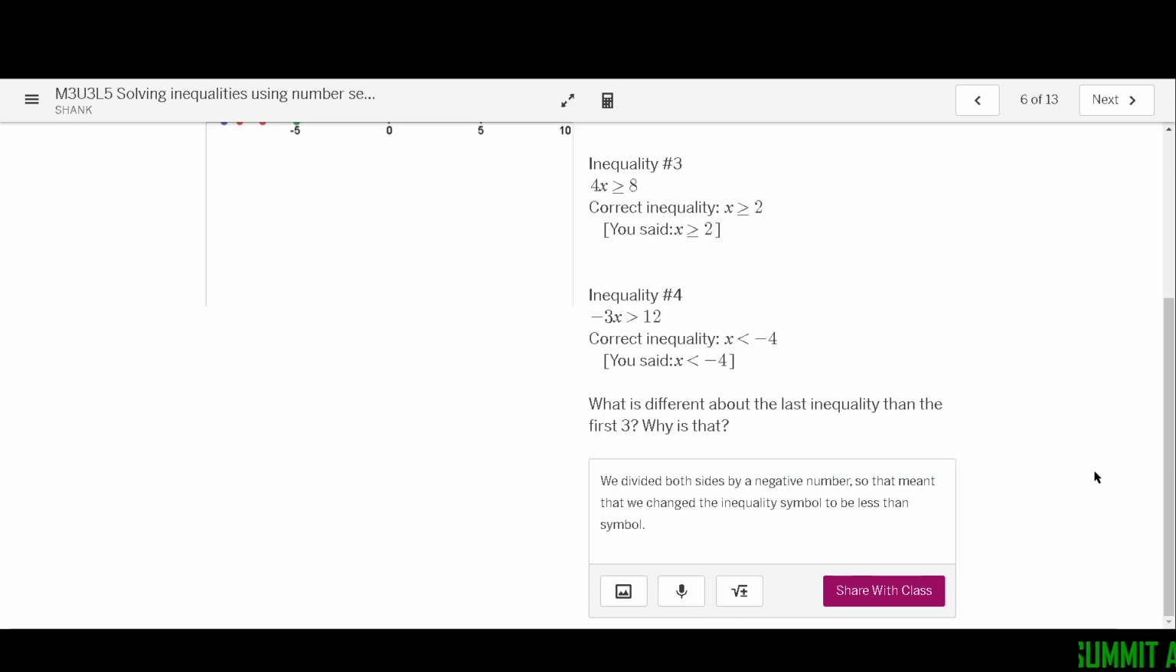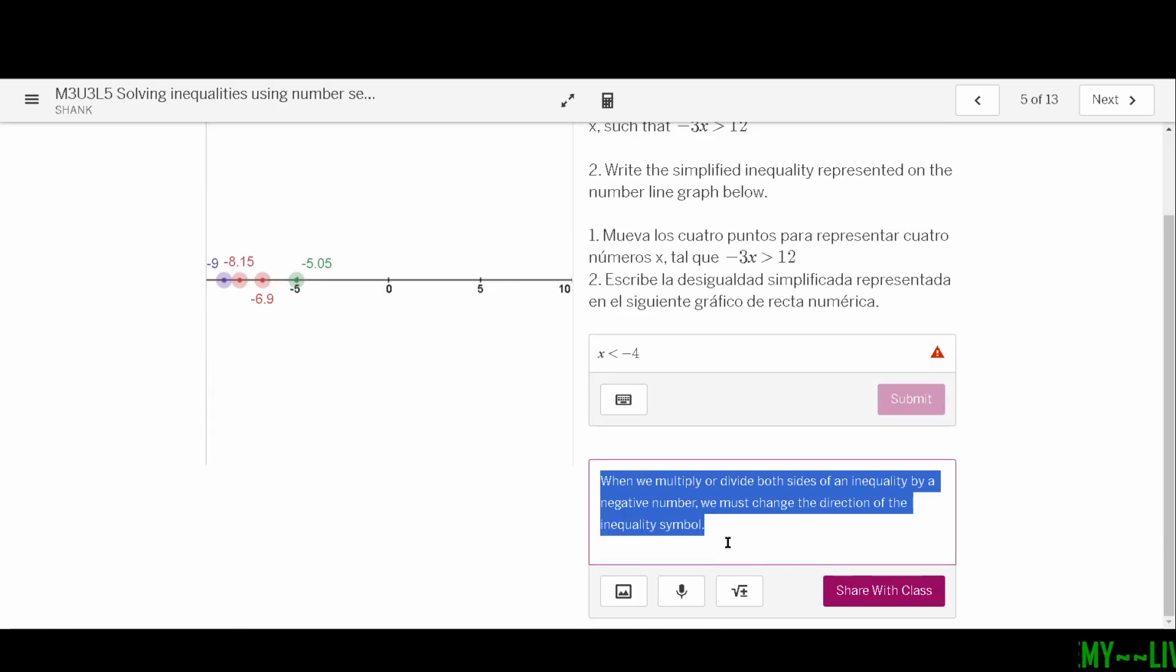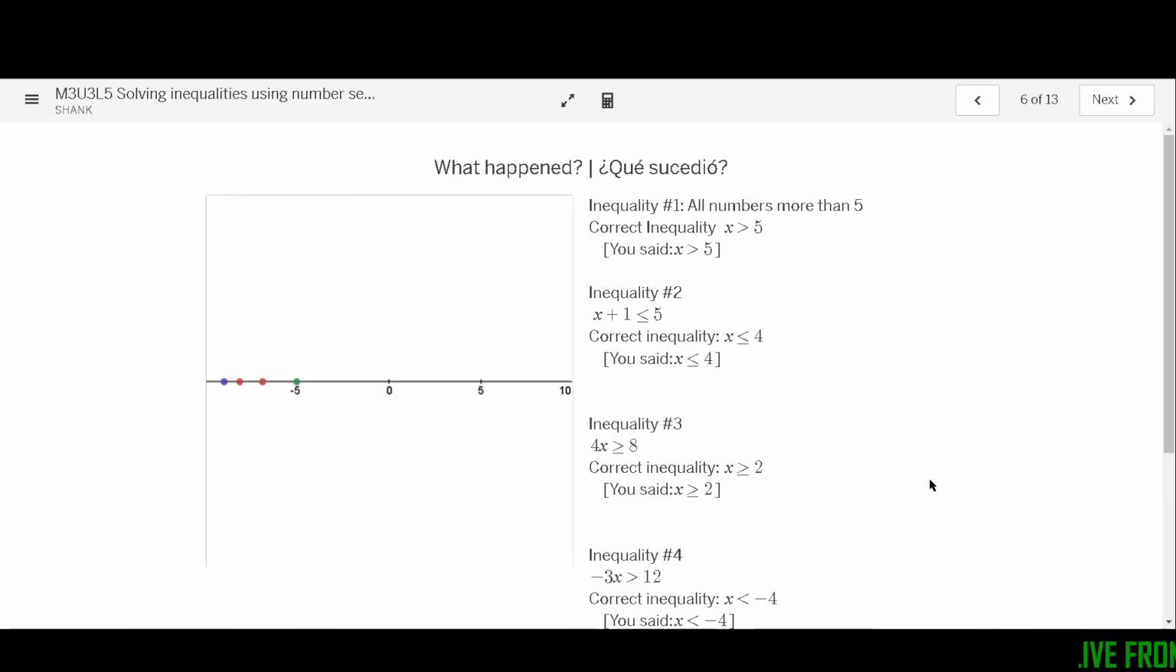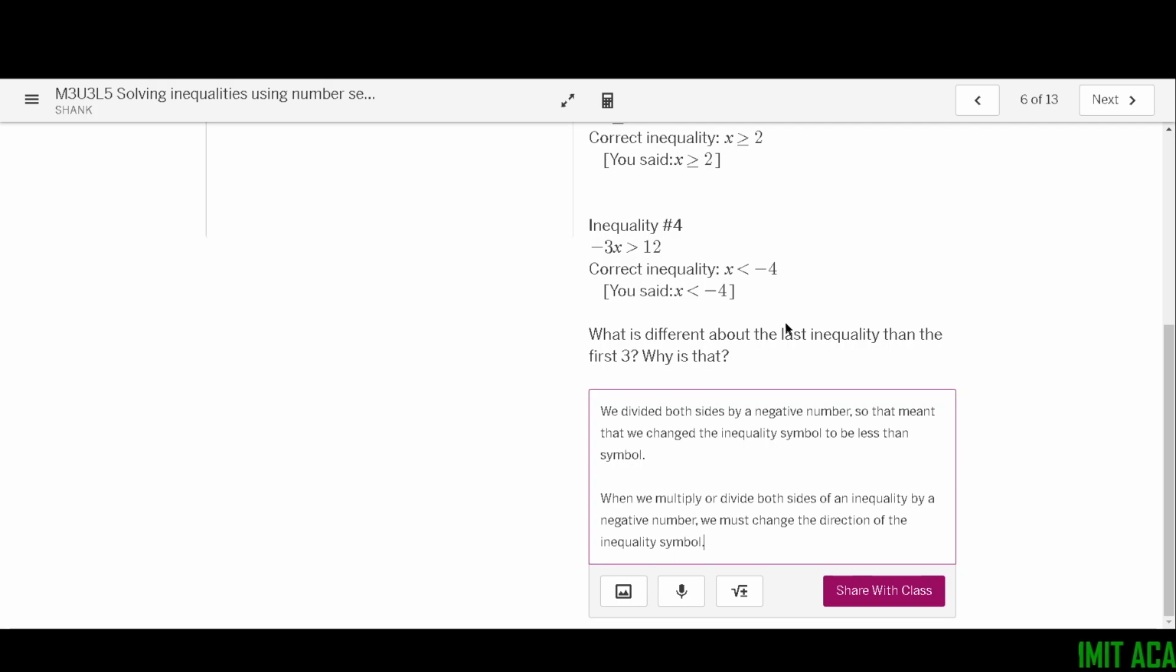So if you want to, you can go back and copy and paste that in, because it's going to be the same definition that we just had. So let me hit enter, and we're going to say when we multiply or divide both sides of an inequality by a negative number, we must change the direction of the inequality symbol. So exact same definition that we had before, just want to make sure that we had it in there.